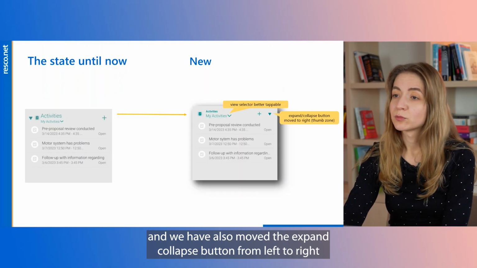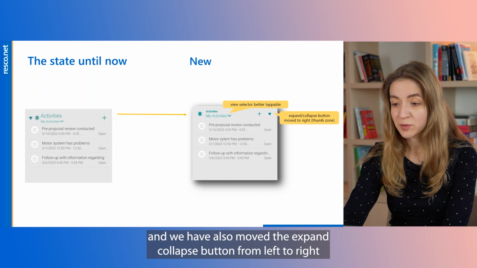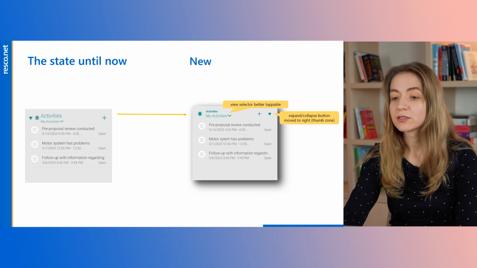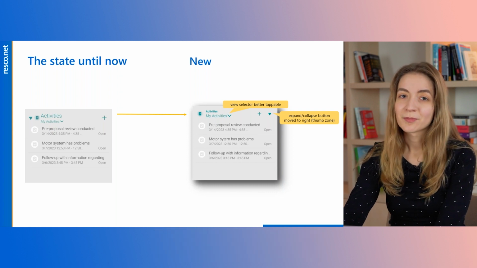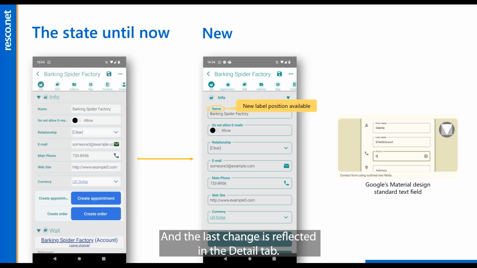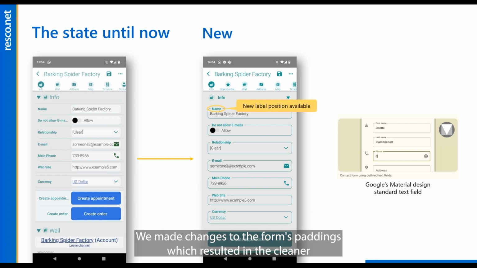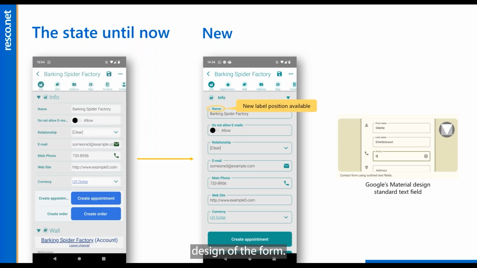And we have also moved the expand collapse button from left to right, where it's more standard and comfortable for your thumbs. And the last change is reflected in the Detail tab. We made changes to the form's paddings, which resulted in a cleaner design of the form.